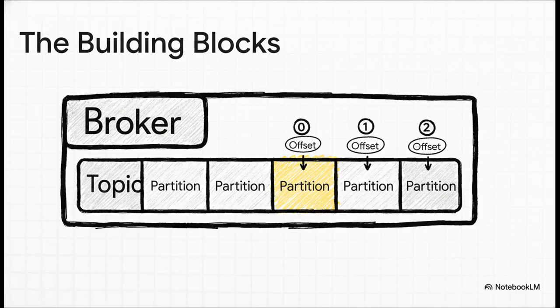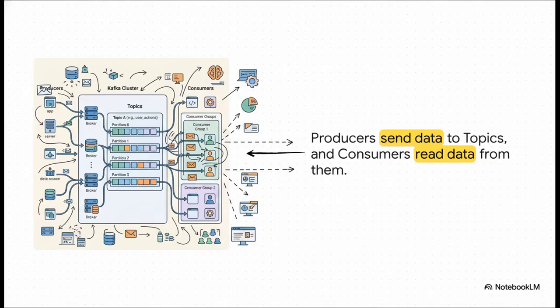Simple enough. But what if you have a ton of orders? Well, you split that topic into partitions to handle the load. It's how Kafka scales. Now, where do these things live? They live on servers called brokers. A broker is just a single Kafka server. And finally, every single message that goes into a partition gets its own unique ID, like a serial number. That's called an offset. And boom, here's how all those pieces fit together.